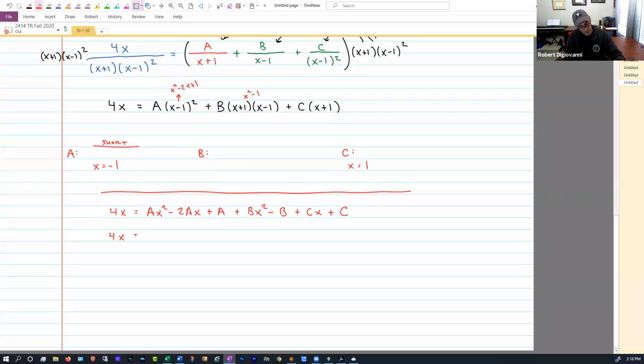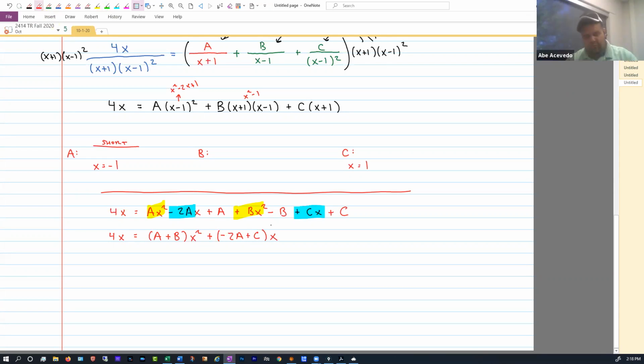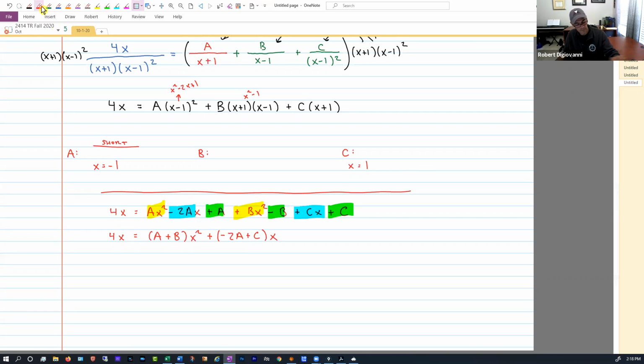I'm going to collect my X squareds together, and I'm going to pull the X squared out of them. So I got this one and this one, put them together, and then I pulled the X squared out. Now I'm going to put the X terms together, which is this one, and I'm going to pull the X out. And then everything that doesn't have X, I'm going to slap it to the end.